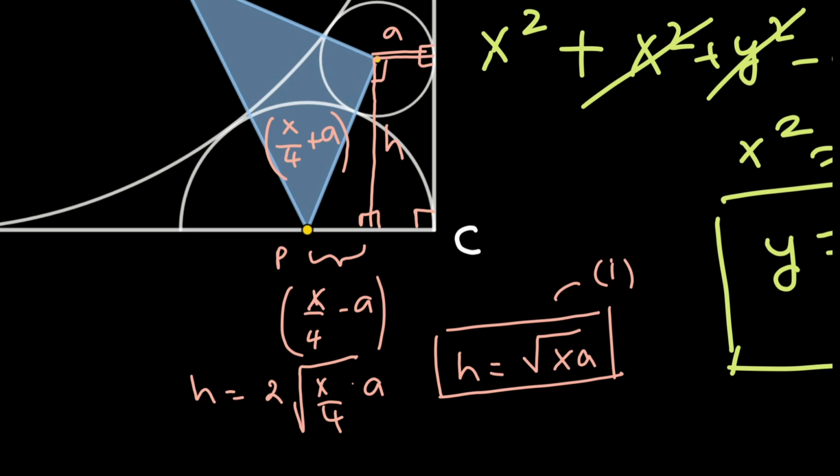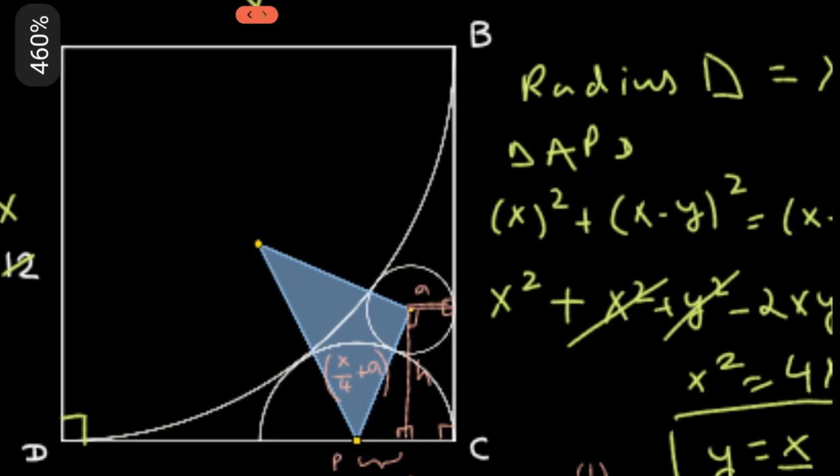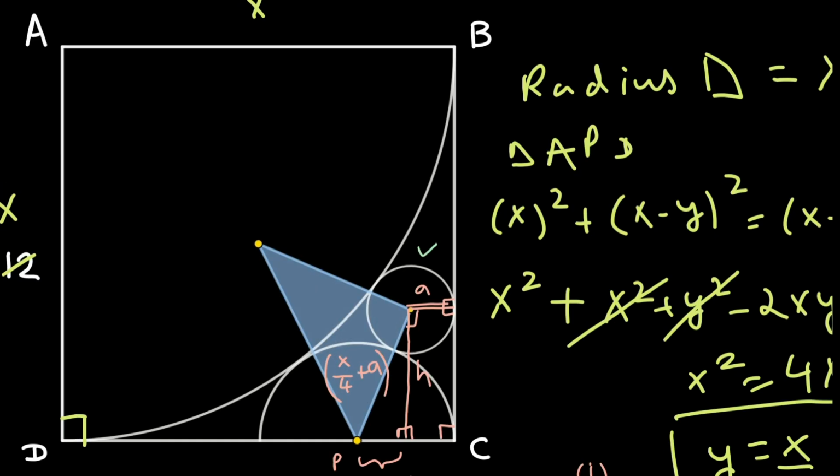One of the facts was that it is tangent to the semicircle, and the other fact that it is tangent to the side of the square. Now the only remaining fact that we have not utilized is that this circle is tangent to the quarter circle. I will simply draw a line segment from the point A to the center of this circle. The complete distance over here would be equal to x plus a.